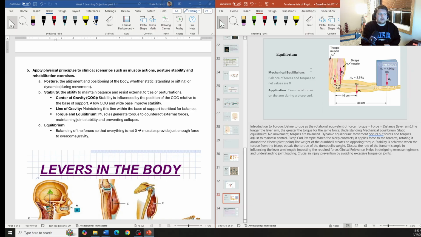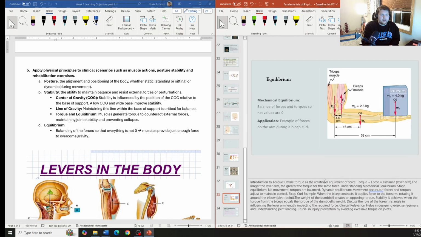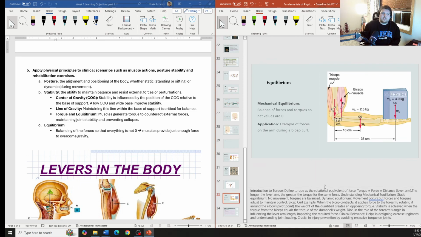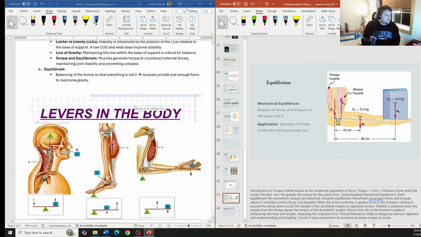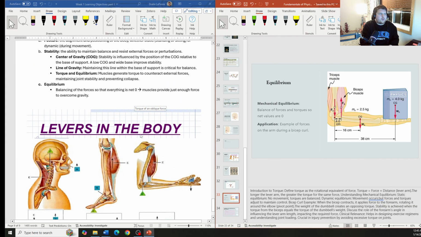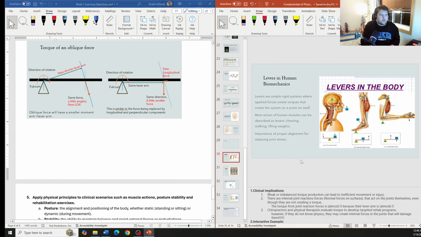Yeah, so being at equilibrium, balance of forces and torques are all 0. For example, the example of forces on the arm during a bicep curl, if you're maintaining that one position, you're holding it right there, you're in equilibrium. The amount of force being generated by your bicep is equal to the force of that physics textbook sitting in your hand, pushing downwards. And that wraps up most of this whole first chunk.